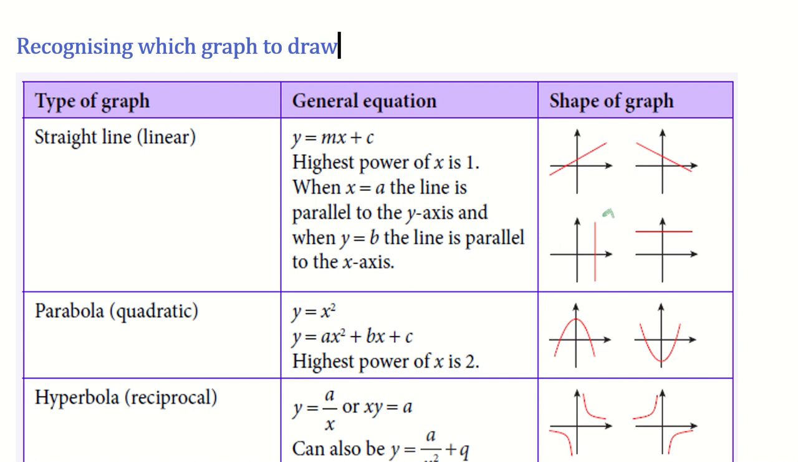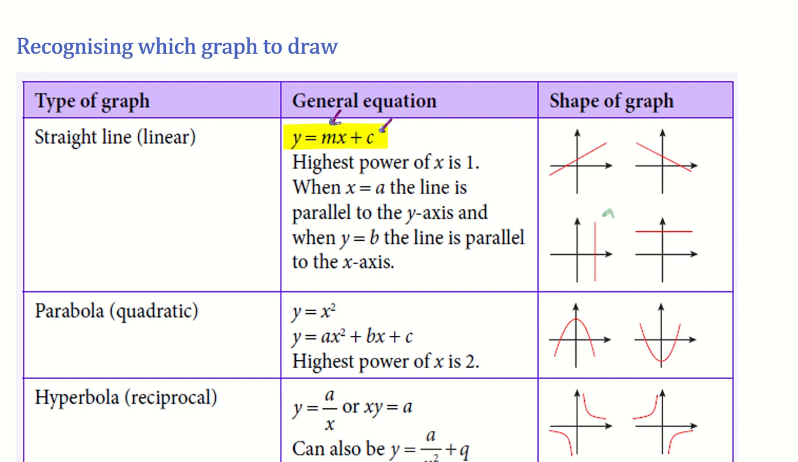For straight line graph, linear graph 我们有三种 general equations. Of course, the most common 就是 y equals mx plus c. This is where the highest power of x is 1. Okay, so 我们只可以有 y and x to the power of 1 only. And then m 是我们的 gradient. This is gradient, and this is your y-intercept. Okay, so if there is no y-intercept mentioned, that means 它是 intercept at origin 0.